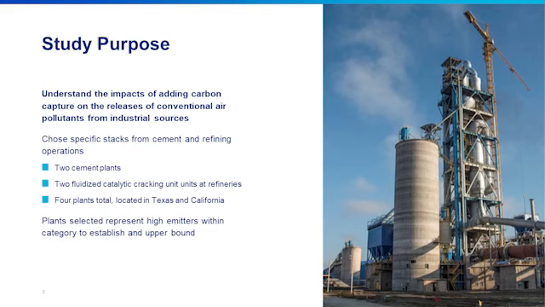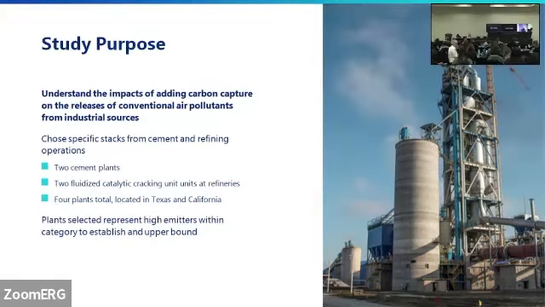So what we wanted to do was look at 2 cement stacks, one in California, one in Texas, and the same thing within a refinery, the catalytic cracking unit, one in California and also one in Texas. And the reason we did this is that when we started this study, we noticed a number of things about the published literature.